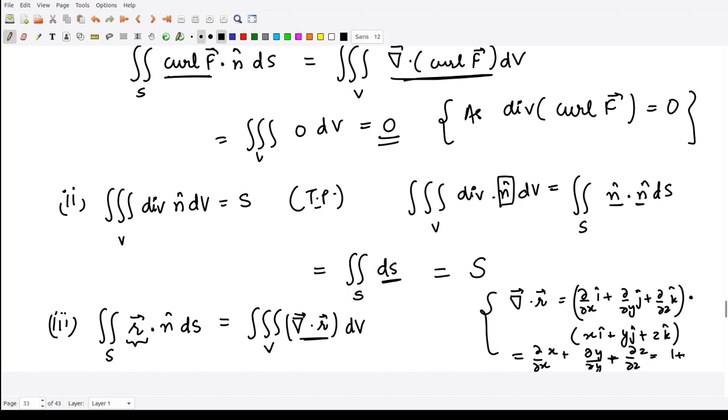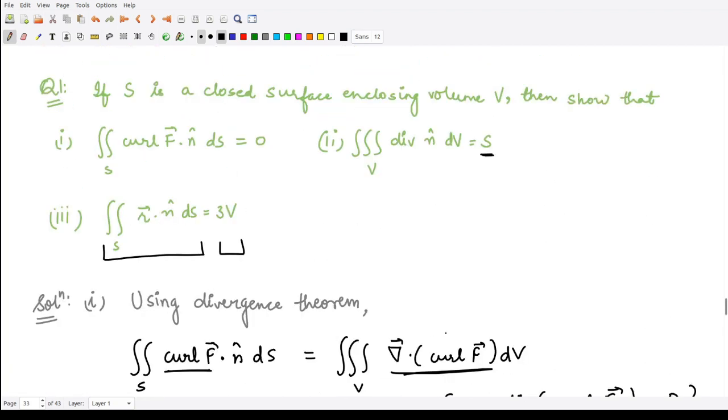So this would be 1 plus 1 plus 1. So this would be equal to 3. So we will have integration of 3 dv over v. So this would be equal to 3v. So this is what we wanted to prove in the third part, right?